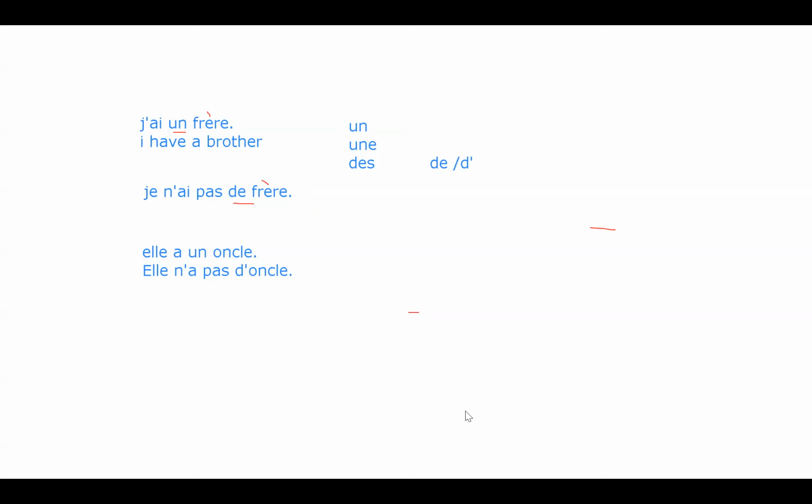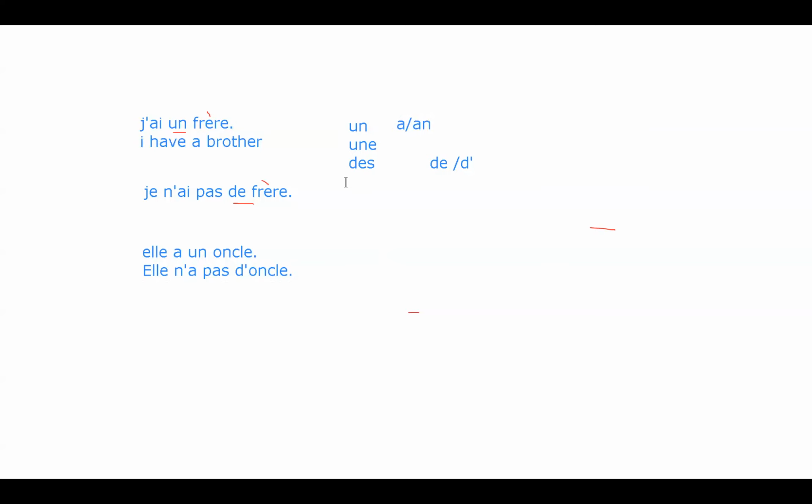This is not. These are articles. Definite, and indefinite articles, and they have the meaning a or an in case of un and une, and des means some.